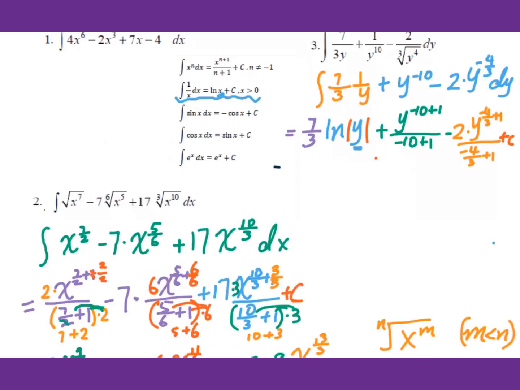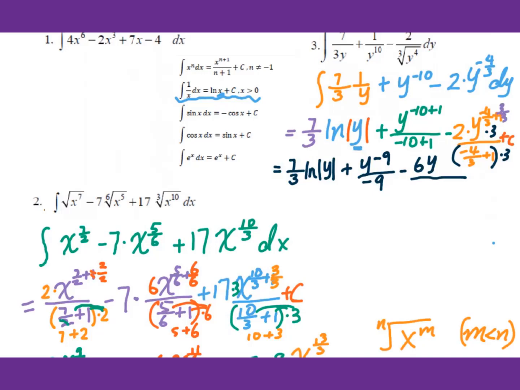Now we organize. You will get 7 over 3 natural log of absolute value of y. Then plus, this will be negative 9, so y to the negative 9th power over negative 9, minus. We multiply by 3, top and bottom. So you get the 6 y. This one I can do 3 over 3. So you get the negative 1 over 3.